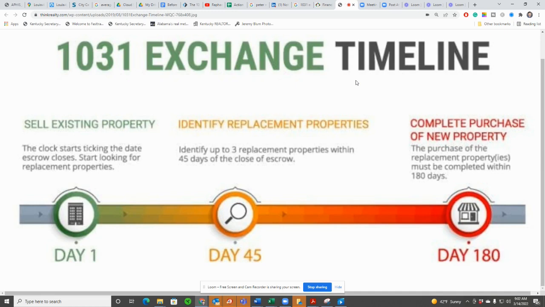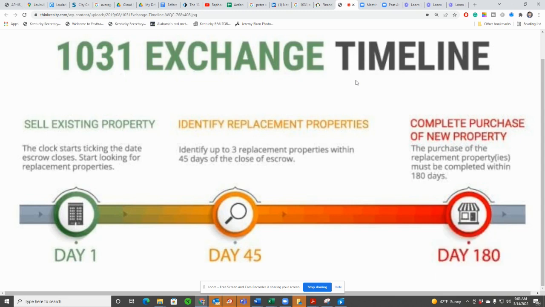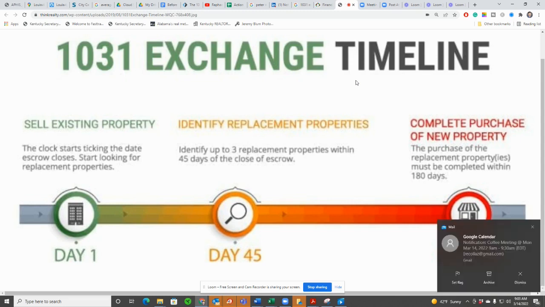So that kind of gives you an idea of what the 1031 exchange process looks like. These deadlines are very rigid. Sometimes people get close to the 45-day timeline and they want to know if they can extend the timeline. You cannot. The U.S. government is very strict about these rules.